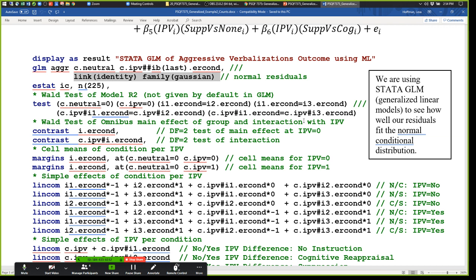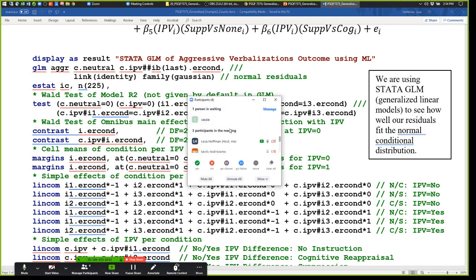You heard that before? Gauss is like a person, right? Yet another old white guy that named something after himself in statistics. That's a thing. I've never invented anything, but if I do, it's going to be called the Hoffman something, you know, just because. We got somebody joining us. No, she got booted. Okay, come back, Casey.